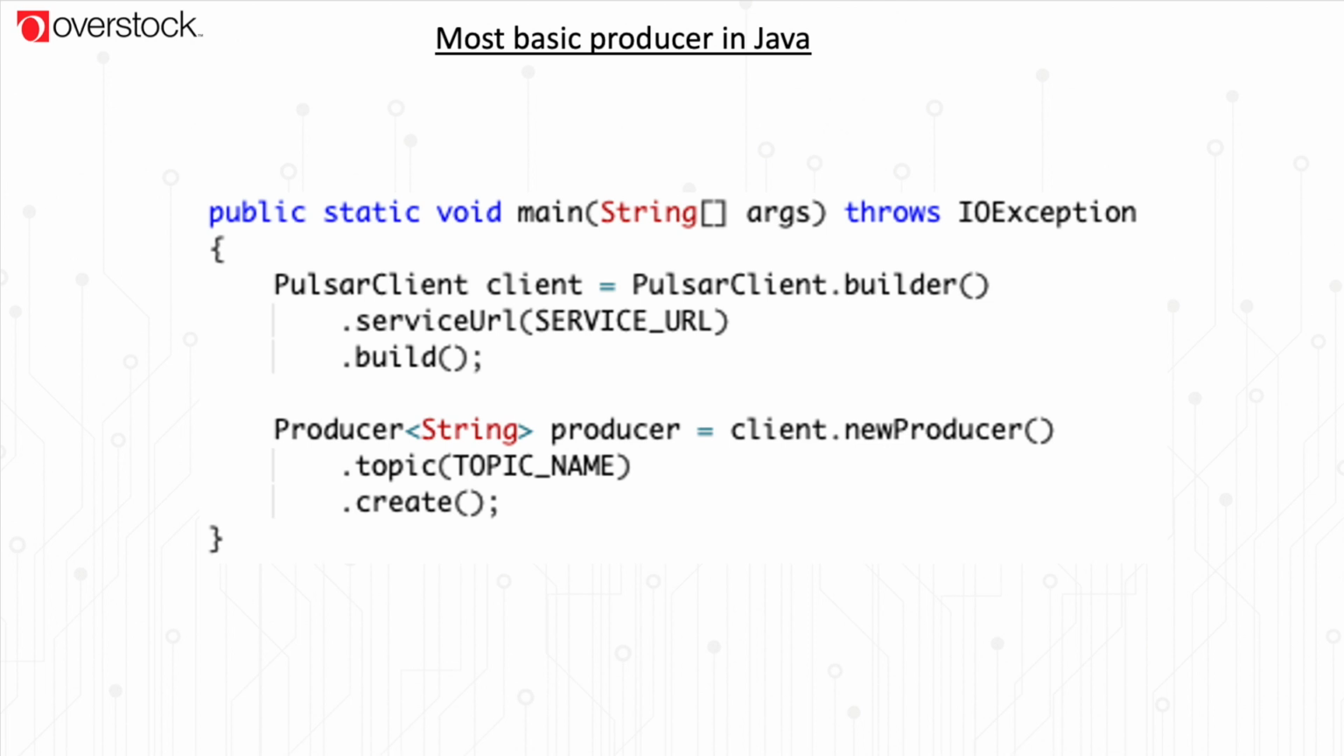And for those of you who are new to Pulsar, producing is really simple. This is the most basic producer. To construct it, we provide a service URL, which is an endpoint to a Pulsar broker cluster, and then we provide a topic name. We also need to specify the type of the messages that will be produced, and in this case it's a string.